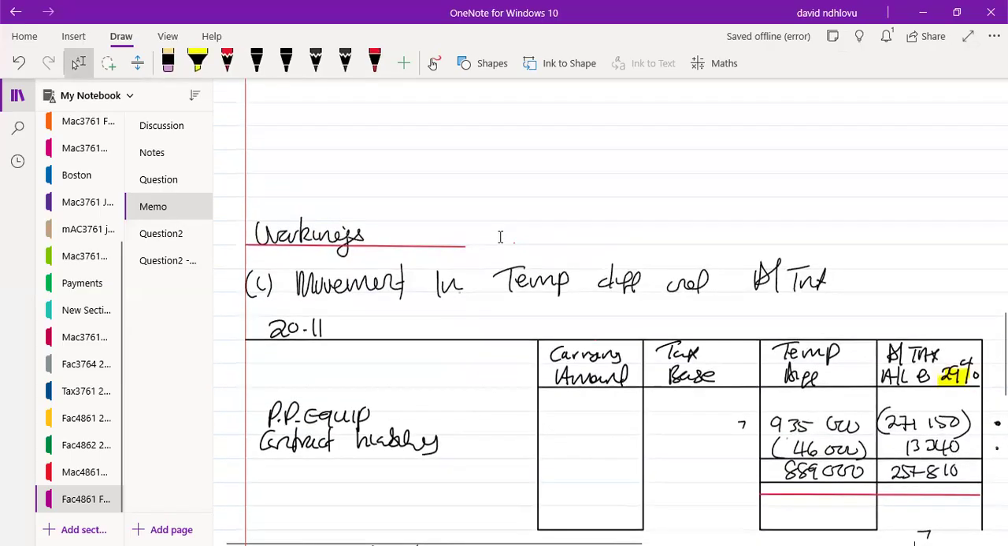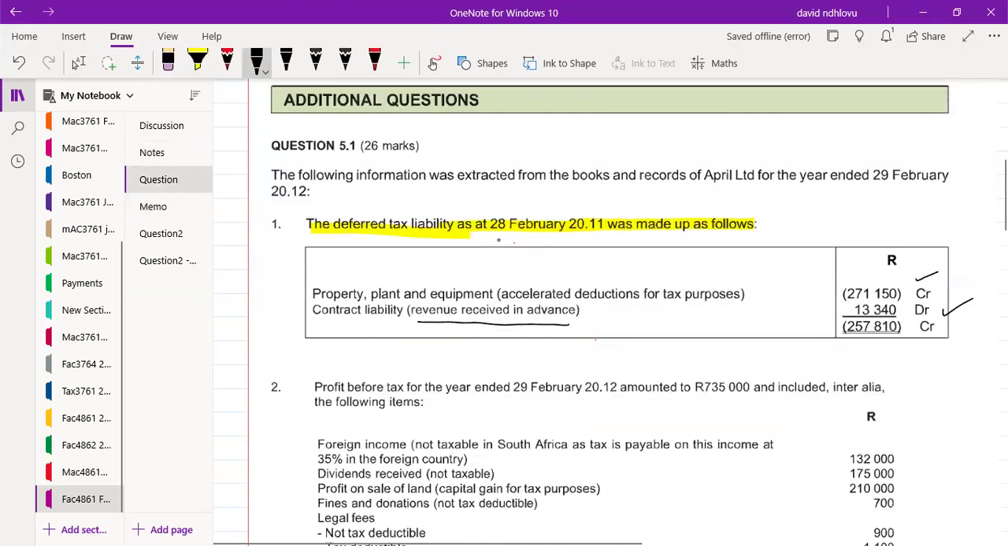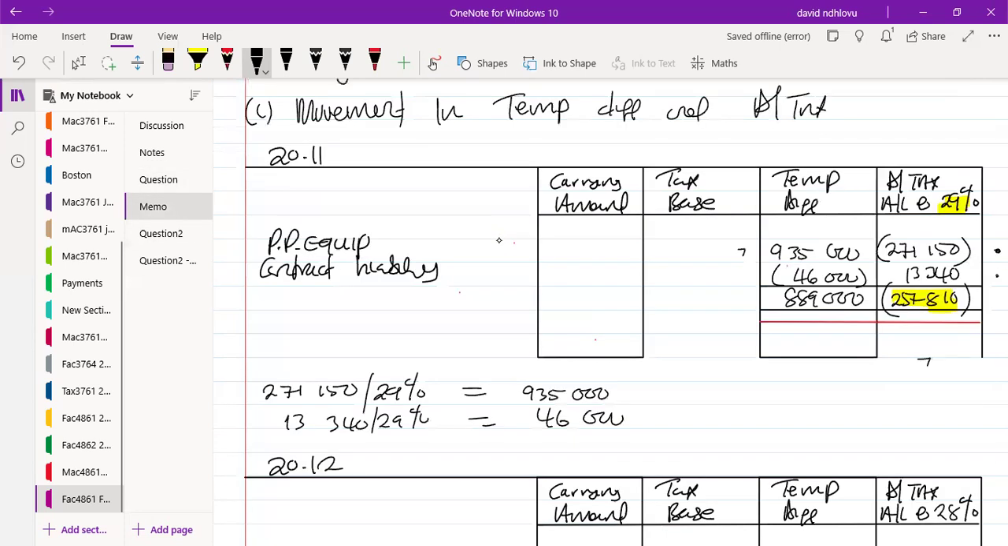Because I was already given these figures, I don't have to do too much here. Remember, this is a deferred tax liability. I just work from the figures that I have, because I have already been given the deferred tax liabilities and the individual components of what makes up that deferred tax. Any questions, good people, on that calculation? Are we on the same page? Are we clear?